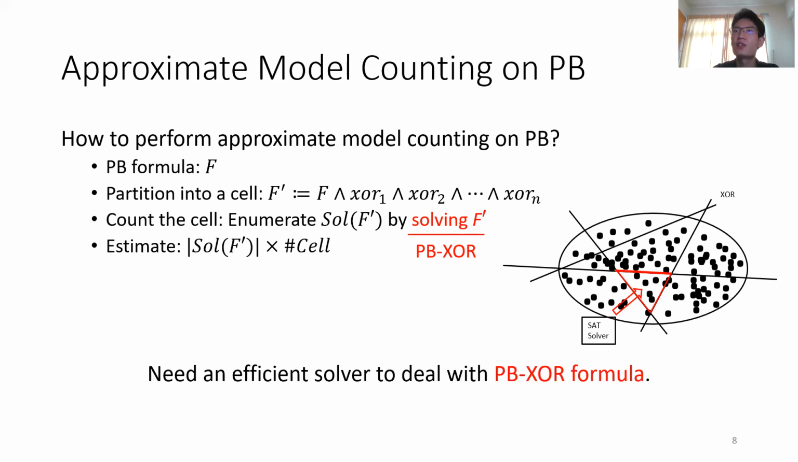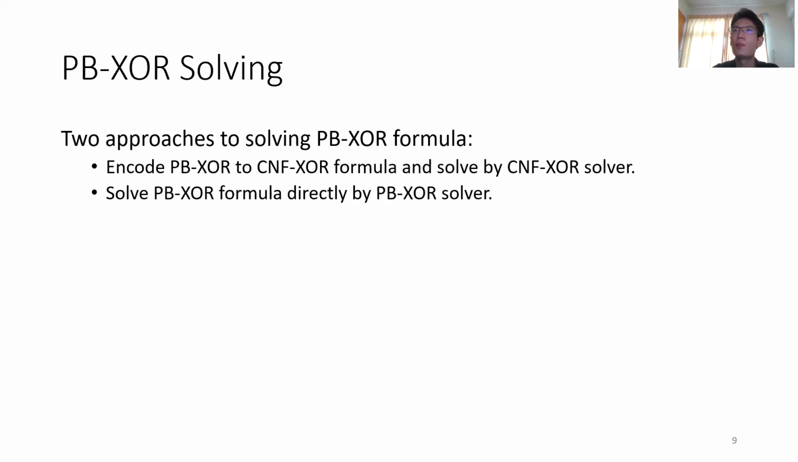Therefore, we need an efficient solver to solve the PB-XOR formula. In general, there are two approaches to solving PB-XOR formulas. Firstly, we can encode PB constraints into SAT, thereby transforming the PB-XOR formula to a SAT XOR formula and use a SAT XOR solver to solve it. However, encoding PB-XOR to a SAT XOR formula will enlarge the size of the formula, and we cannot benefit from PB solving techniques either. Another approach is to solve the PB-XOR formula directly by a PB-XOR solver. However, there is no PB-XOR solver available right now.